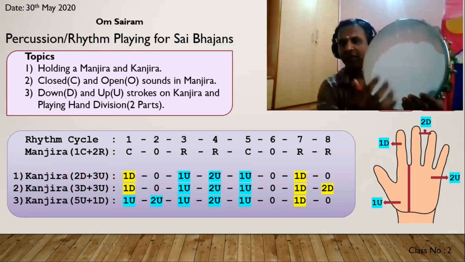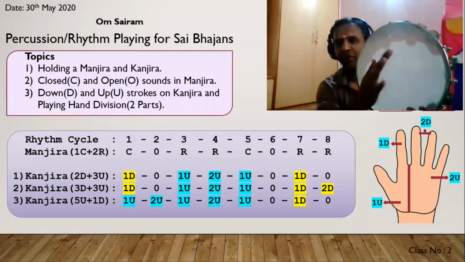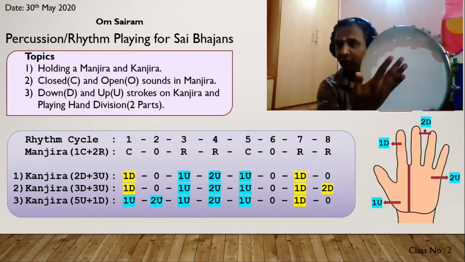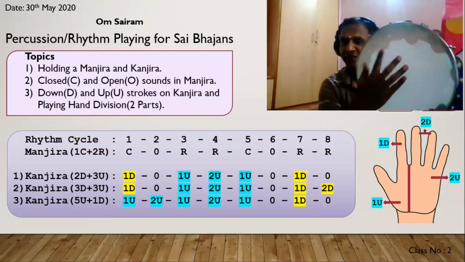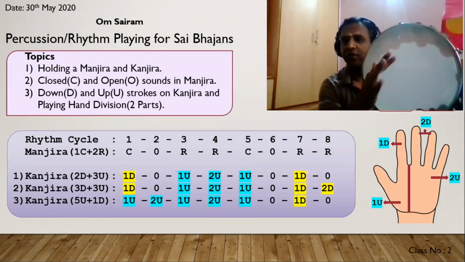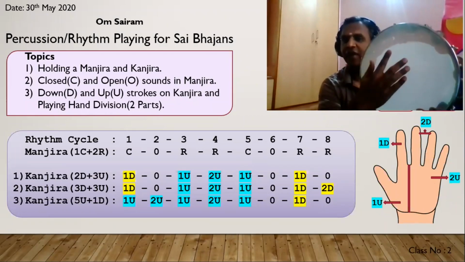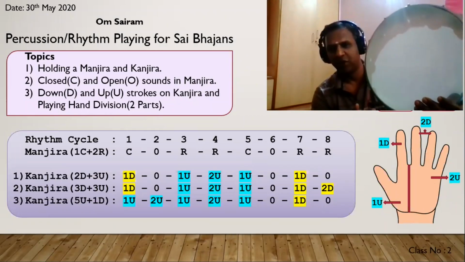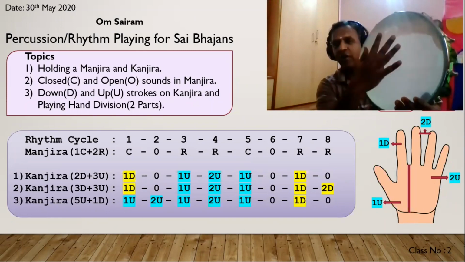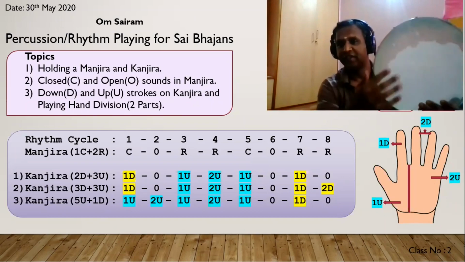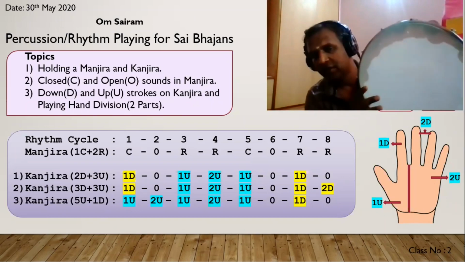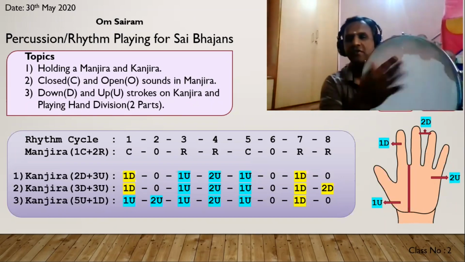Again, we'll go in fours. 1, 2, 3, 4, then 5, 6, 7, 8. Again, 1, 2, 3, 4, 5, 6, 7, 8. Or I'll do it a little slower so that you can see it properly. 1, 2, 3, 4, 5, 6, 7, 8. When you play in a loop, it sounds like this.